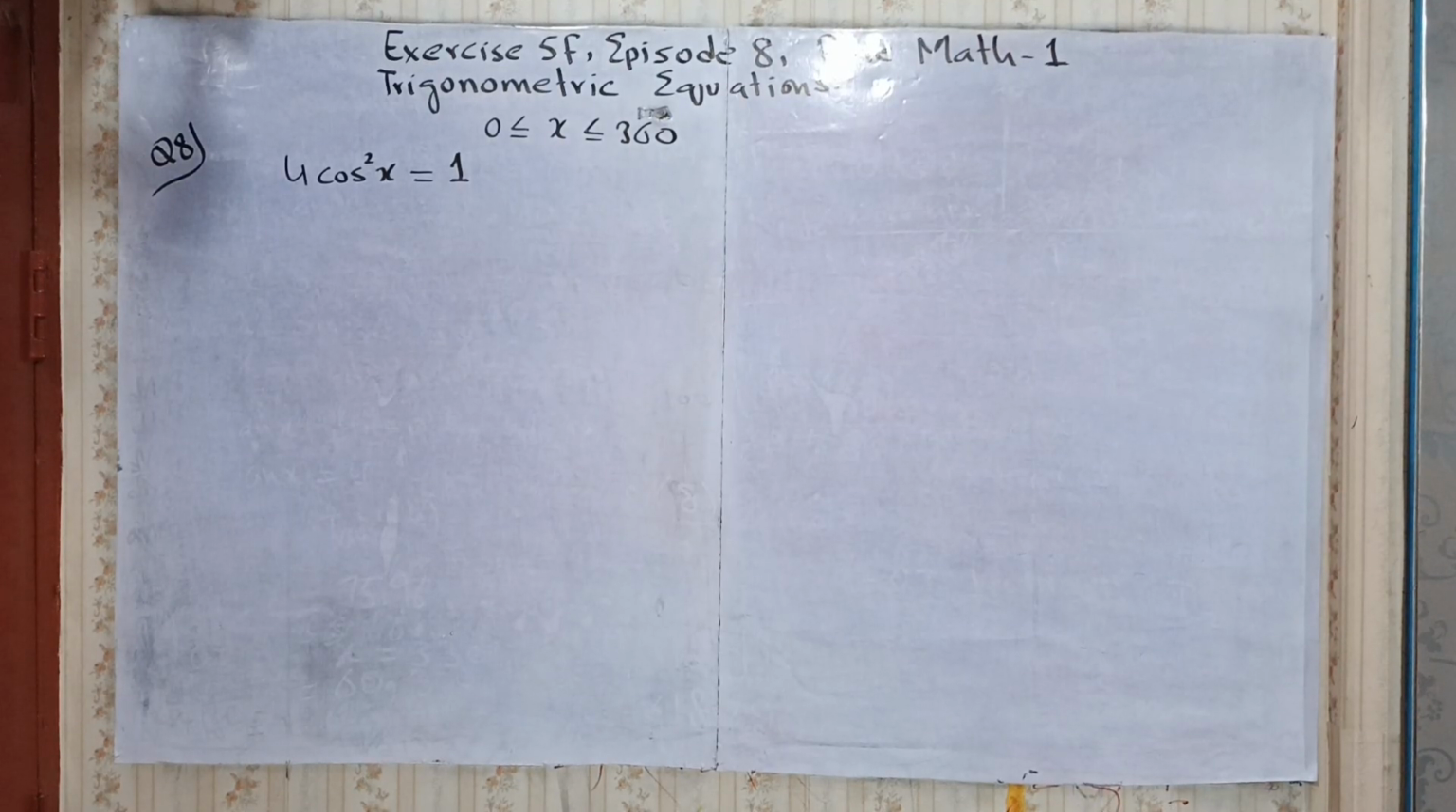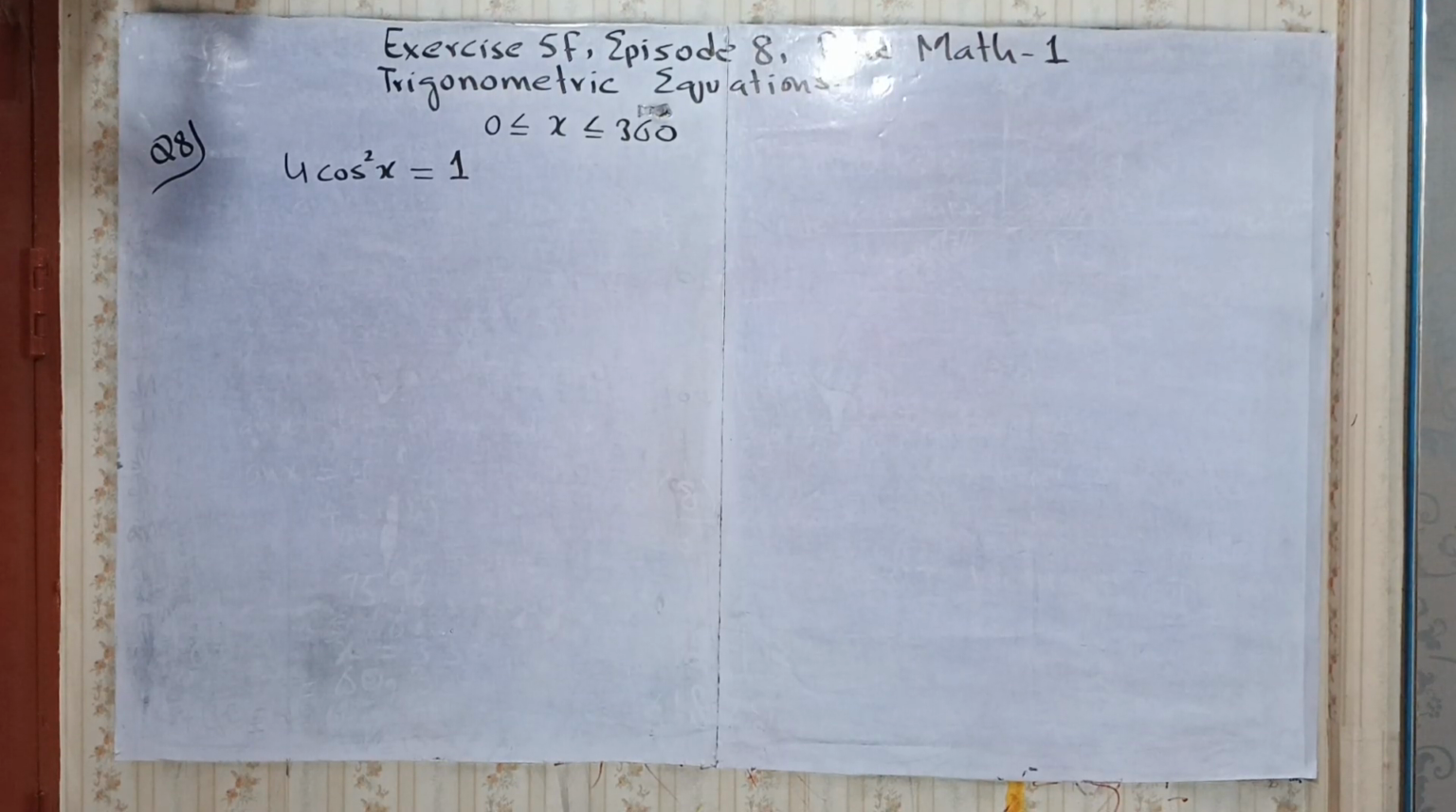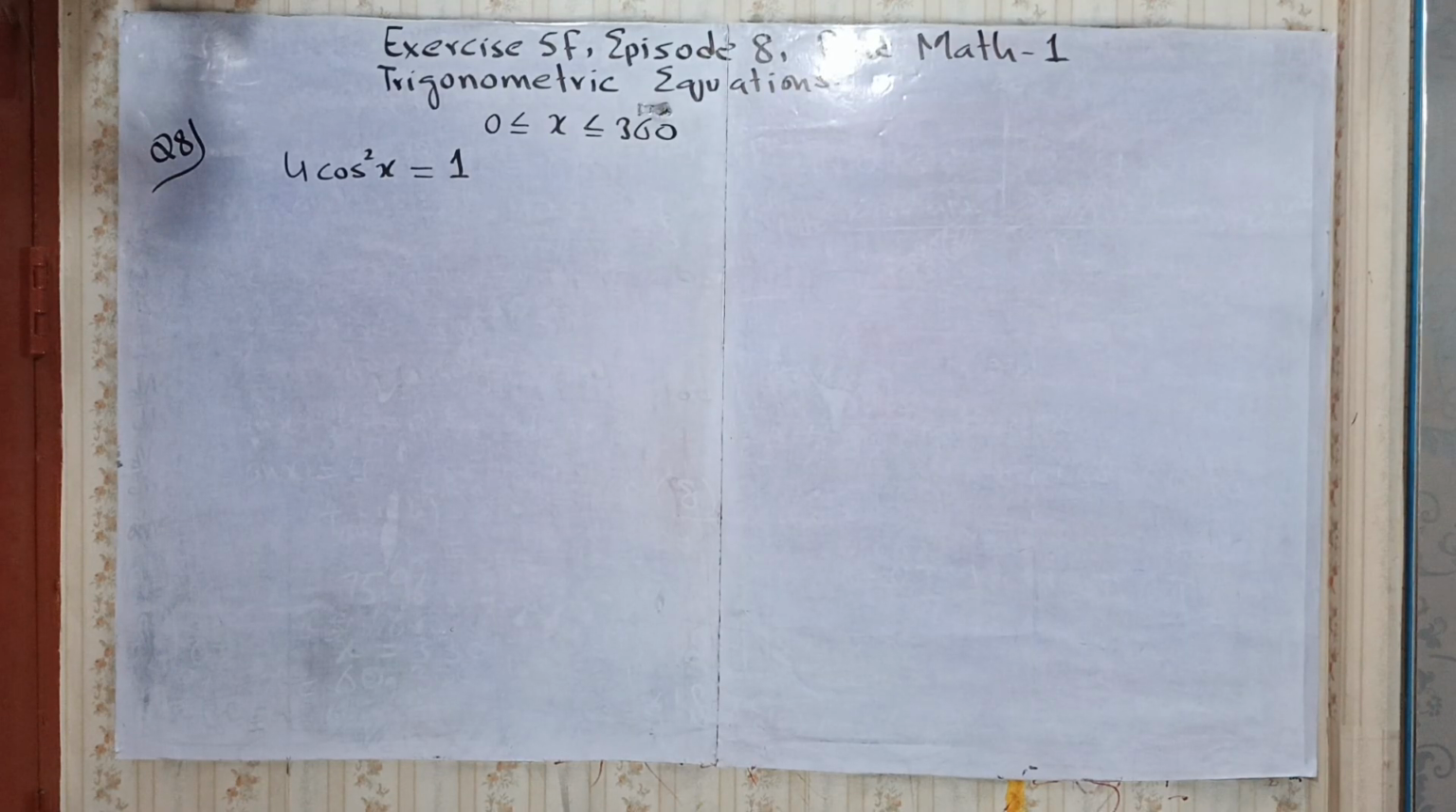This is our episode number 8, and the topic of the exercise is Trigonometric Equations. This is the course book of the Pure Maths 1, Cambridge International AS Level Mathematics 9709. So in this episode, we are going to start work from question number 8.